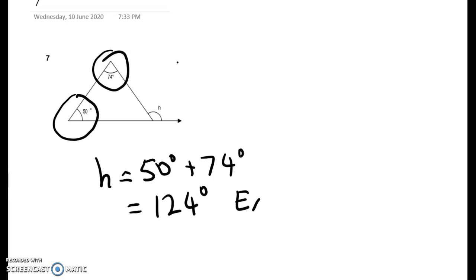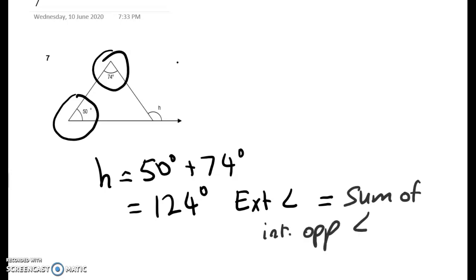And the reason is that the exterior angle, there's only one of them, so the exterior angle equals the sum of the interior opposite angles. That's question 7 done, two different ways to do that question.